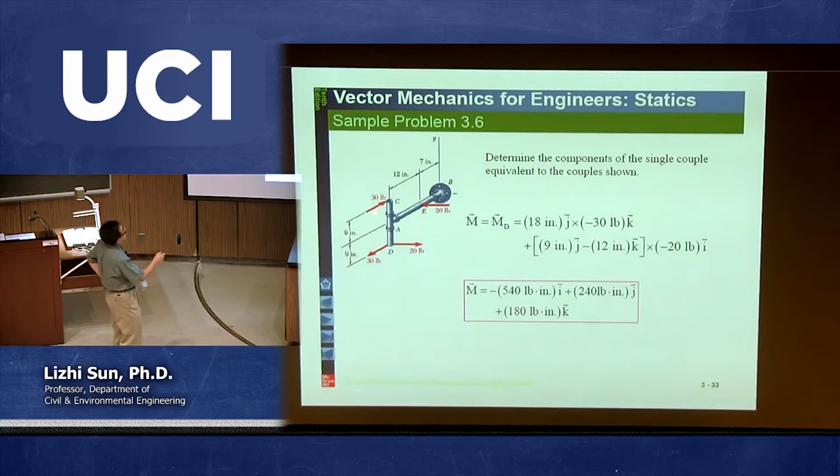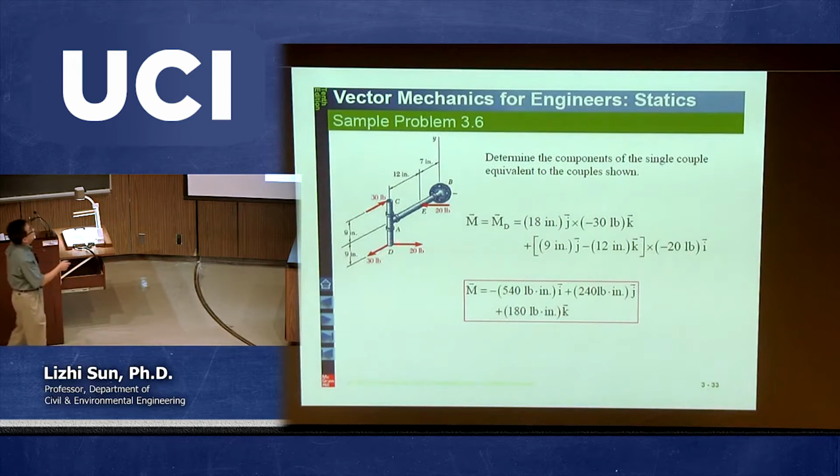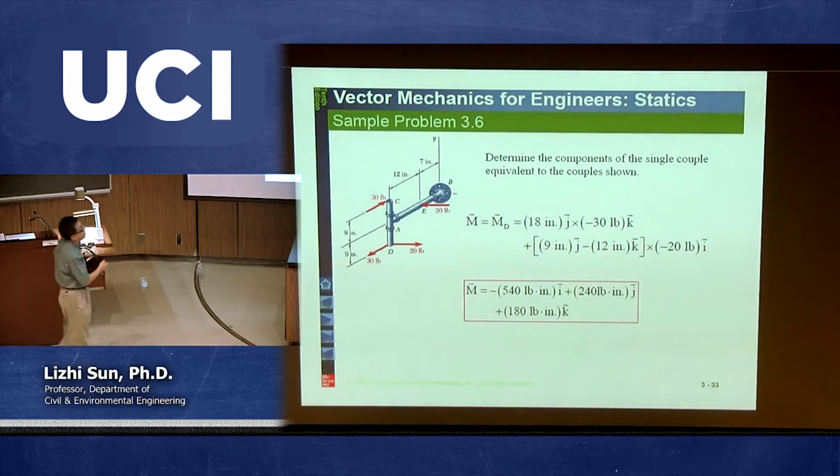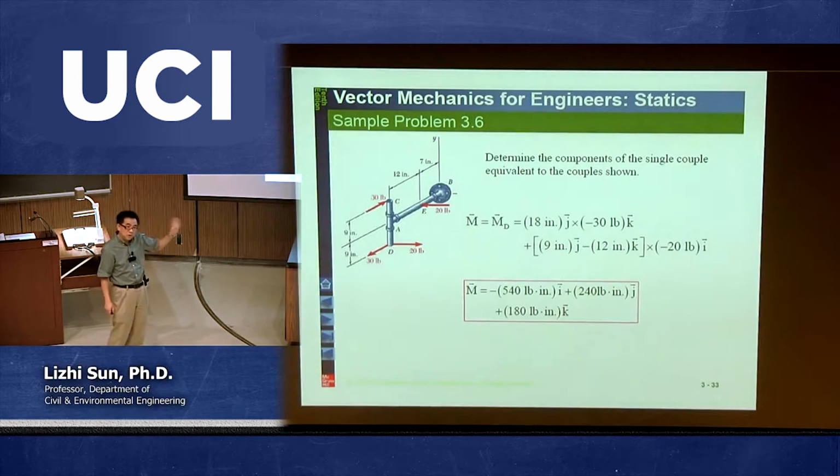Also, if you look at these two forces, one force acting on point C with 30 pounds, another force acting on point D with 30 pounds, but in the other direction. These two forces also form a couple, or say another moment. So then we just need to add all the moments together, which can determine the single moment or single couple due to this scenario having four forces. Okay, there are many ways you can solve this problem.